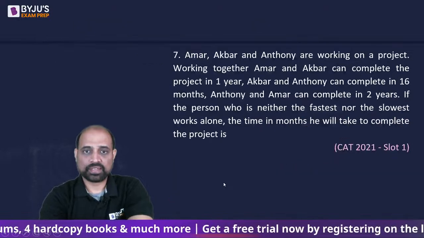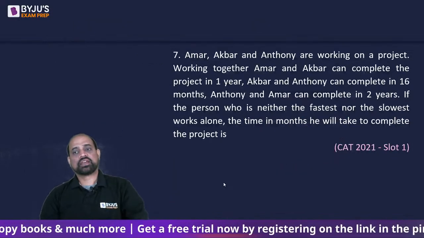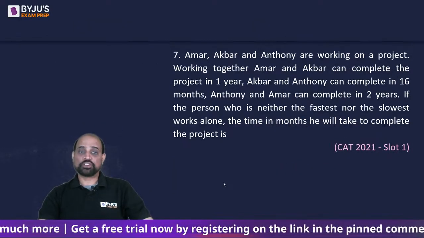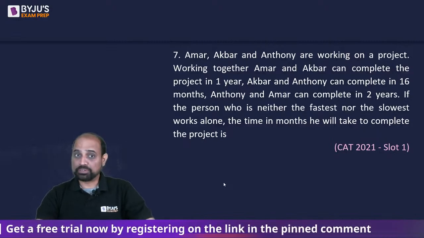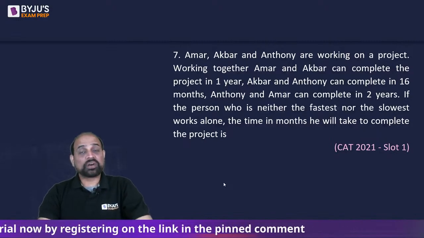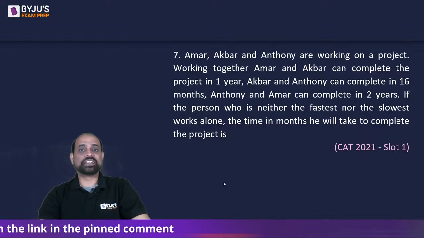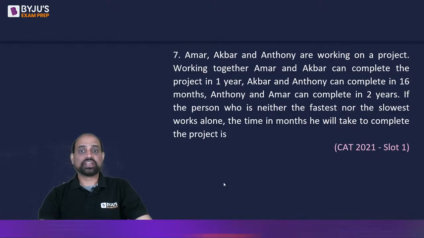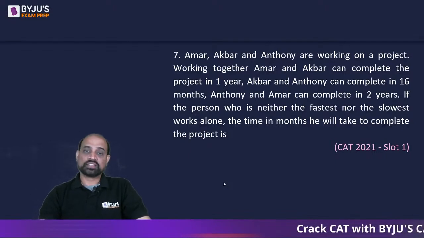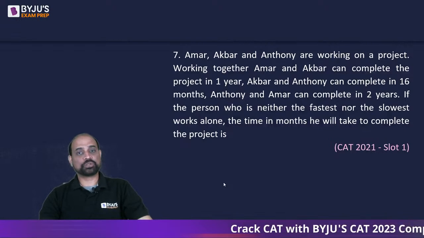Okay. Next question. Amar, Akbar and Anthony are working on a project. Again, a question on time and work. Working together, Amar and Akbar can complete a project in 1 year. Akbar and Anthony can complete in 16 months. And Anthony and Amar can complete in 2 years. If the person who is neither the fastest nor the slowest works alone, the time in months he will take to complete the project is.